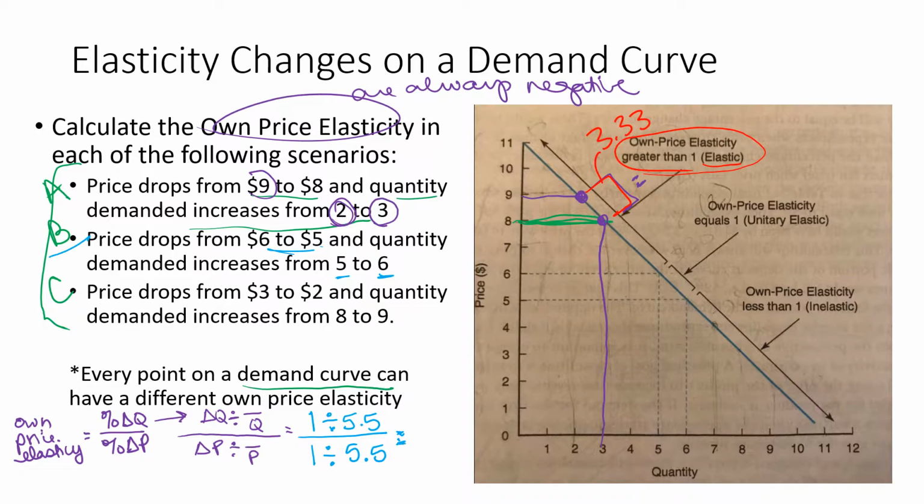1 divided by 5.5 equals 0.18. 0.18 divided by 0.18 equals 1. So at this point, where we went from $6 to $5 and from quantity of 5 to a quantity of 6, own price elasticity equals 1. So own price elasticity equals 1 where it is unitarily elastic. Okay, real quickly, let's do the last one.